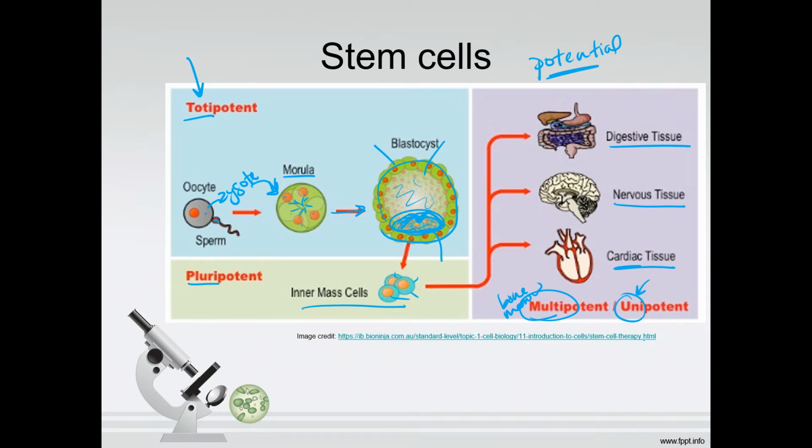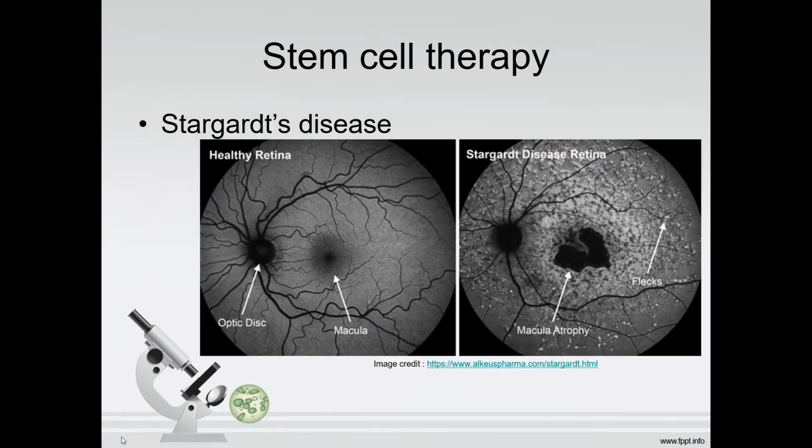But a lot of our adult cells are unipotent. Heart cells can only become more heart cells. So again, we have these different levels of stem cells. Some can turn into anything. These morula cells are totipotent. Our embryonic stem cells are pluripotent. And then we've got adult cells that are multi or unipotent. They have the potential to become different things at different levels.